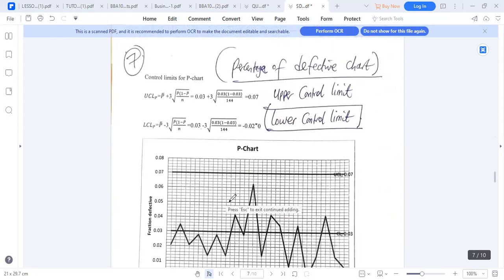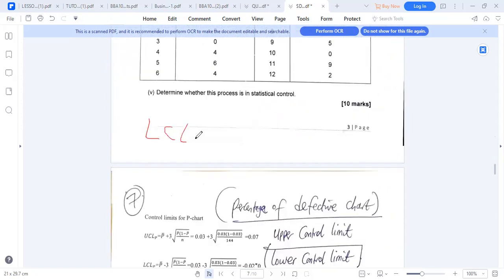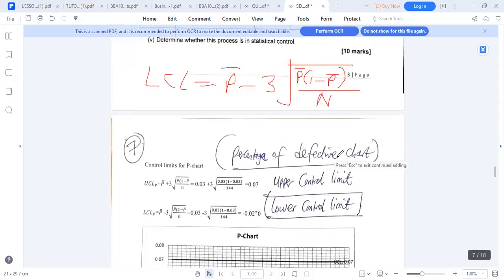Then getting down to finding the lower control limit. The formula on this one is the lower control limit for the P chart is P bar minus 3, which is standard, times the square root of P bar times (1 minus P bar) over N. This is how you get the lower control limit.